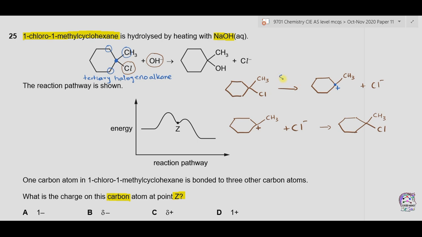Now the first step is the slow step, so it will need high activation energy, so this hump is for the first step. In the second step, the carbocation that has been formed reacts to form the product. So the energy for the second step is low, so the hump is smaller. As the charge on the carbocation is +1, the answer is D.